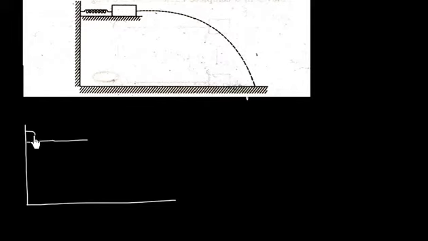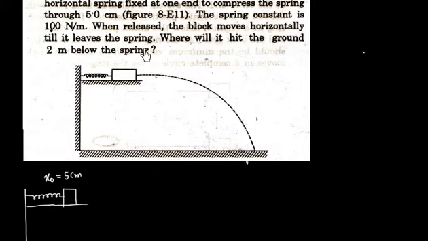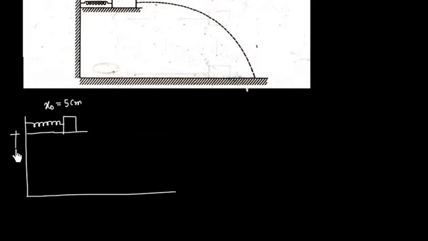So this spring is compressed by 5 centimeter. It is given that the spring is compressed through 5 centimeter. Let us say 5 centimeter is x naught, and this height is 2 meter. So the height of the block from the ground, that is also given, let us say h, and this is 2 meter.